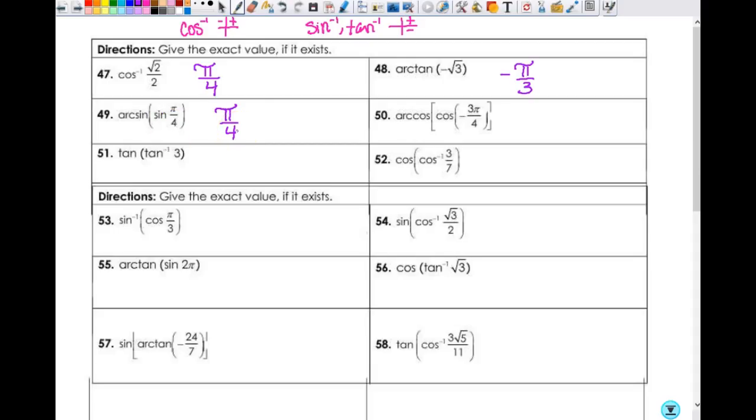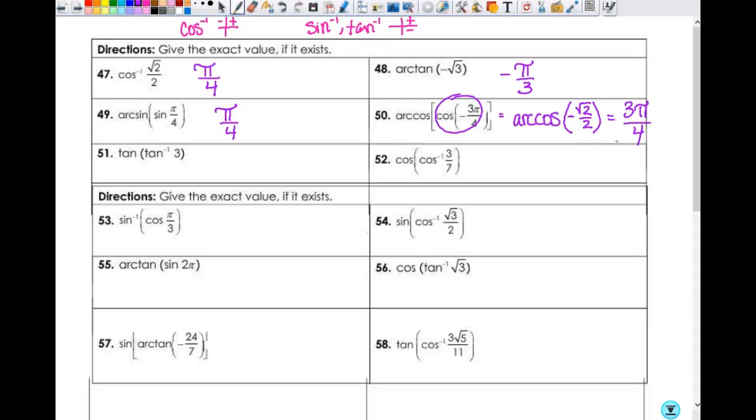For 50, this negative 3 pi fourths, well, that's in the third quadrant, and that doesn't work for arc cosine, but I can work from the inside out. The cosine of negative 3 pi fourths, since it's in the third quadrant, cosine is negative in the third quadrant, so I'm going to substitute in, and what I'm really finding is the arc cosine of, and when I take the cosine of negative 3 pi fourths, I get negative square root of 2 over 2. And then the arc cosine of negative square root of 2 over 2, remember cosine is restricted to first and second quadrants, that's a second quadrant angle, a second quadrant pi fourths angle, so that is a positive 3 pi fourths.